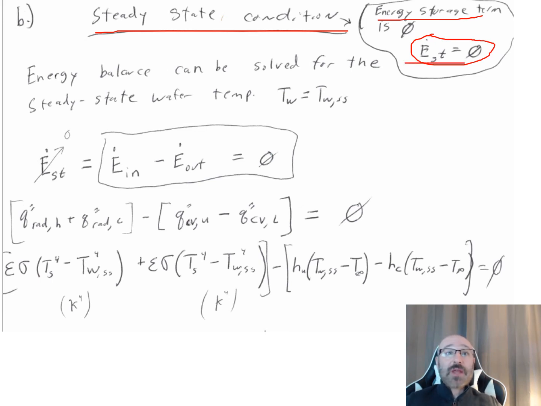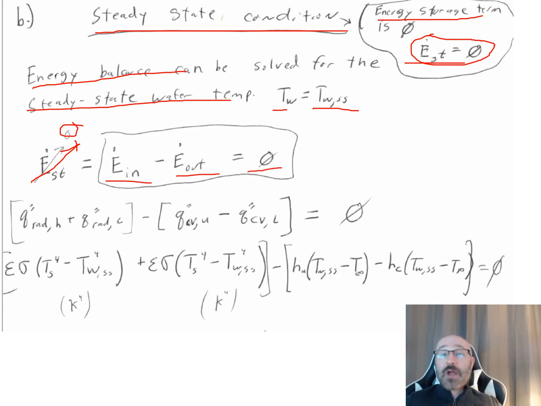So therefore we can plug that in. It simplifies down that general governing equation. Our energy balance equation can now be solved with a steady state temperature, where T sub W is equal to T sub W steady state. Temperature of the wafer is equal to temperature of the wafer steady state. So this term goes right away to 0. We're just left with our inflow minus our outflow equal to 0.